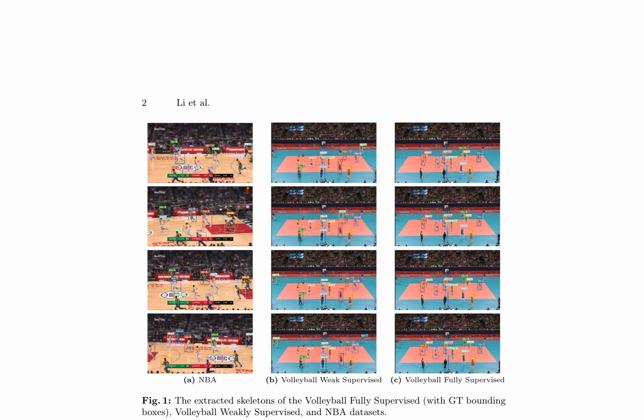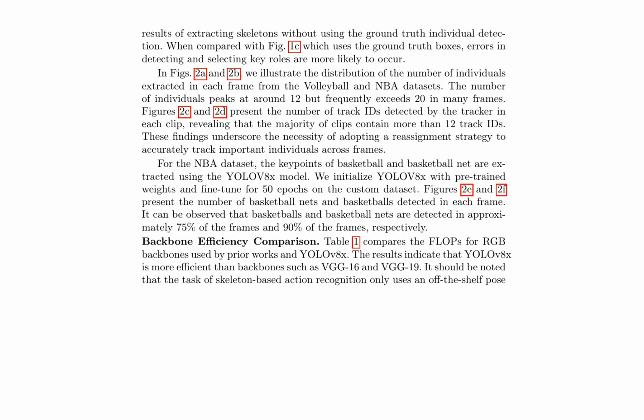The distribution of the number of individuals extracted in each frame from the Volleyball and NBA datasets is illustrated in Figures 2a and 2b, revealing that the number of individuals frequently exceeds 20 in many frames. This underscores the necessity of adopting a reassignment strategy to accurately track important individuals across frames.